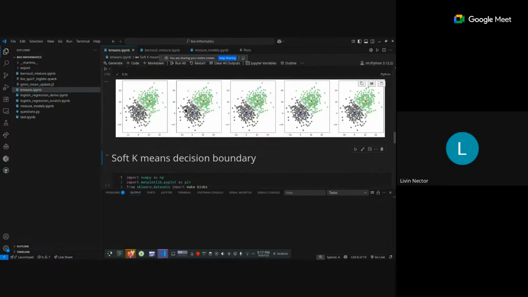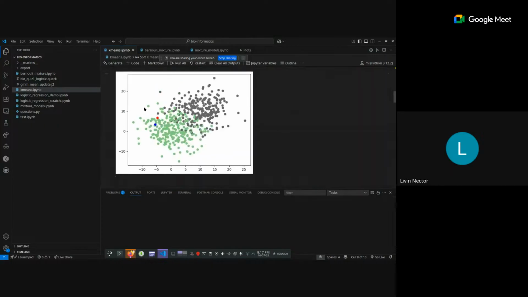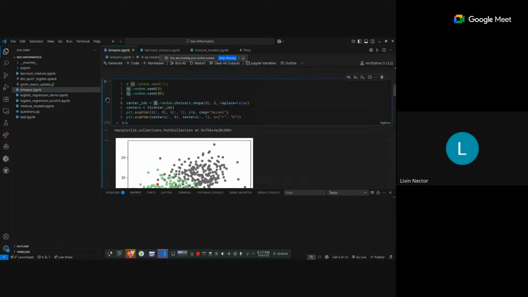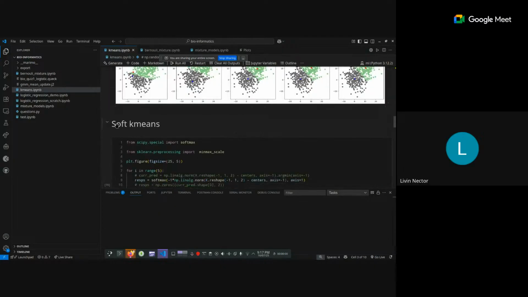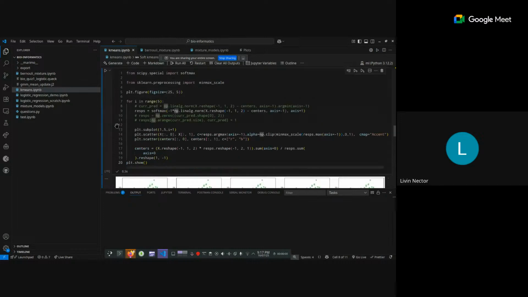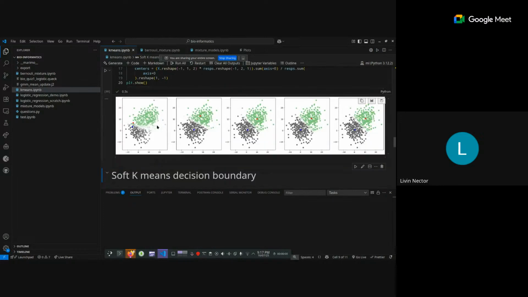Yeah, so you can see here. Let me initialize using this initialization part. Here you can see how the initialization happens. The change in opacity that you see is basically how strong the responsibility is.